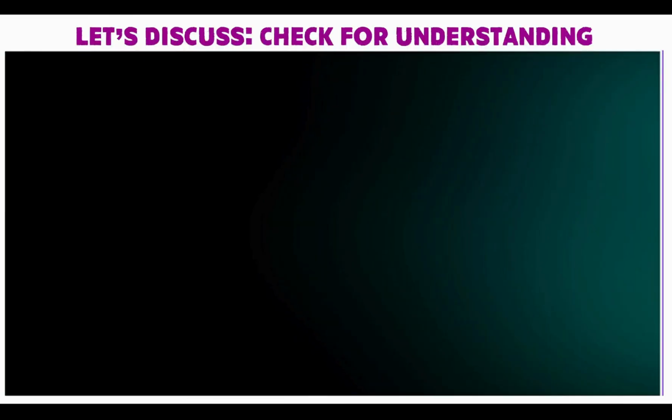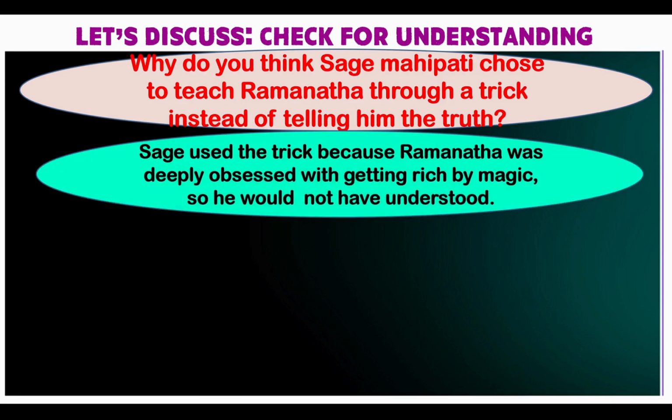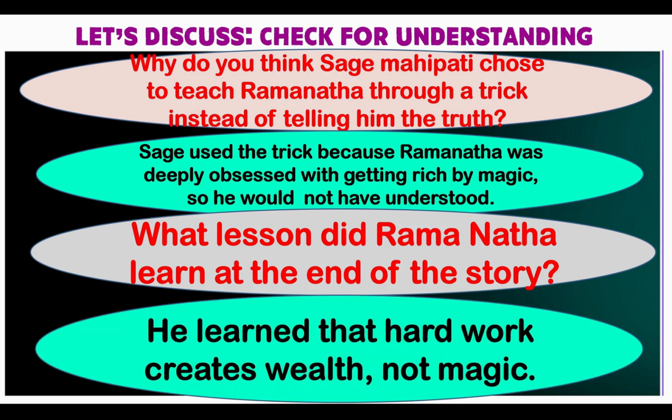So now let's check. Why do you think Sage Mahipati chose to teach Ramnatha through a trick instead of telling him the truth? We already discussed. Sage used the trick because Ramnatha was deeply obsessed with getting rich by magic, so he would not have understood. What lesson did Ramnatha learn at the end of the story? That's very important. He learned that hard work creates wealth, not magic.